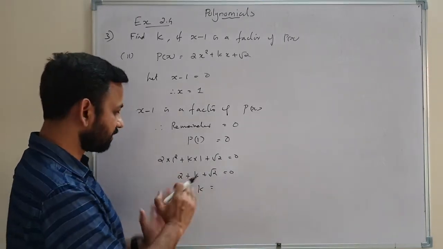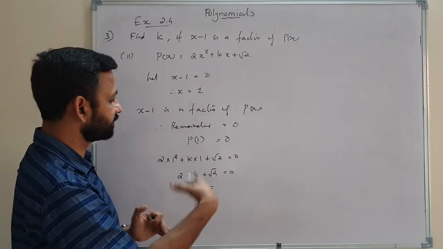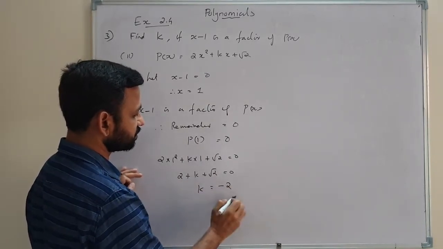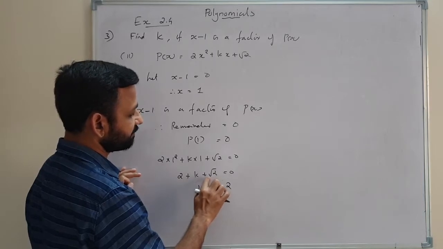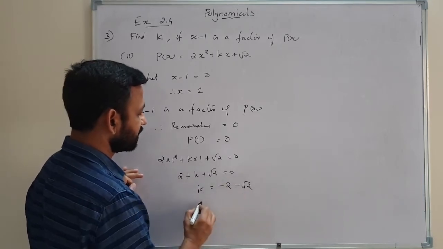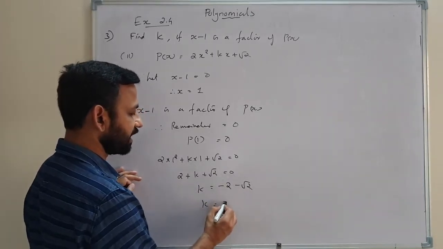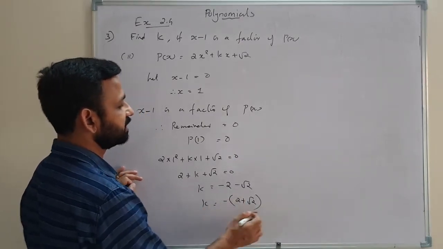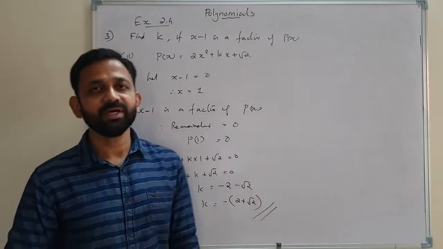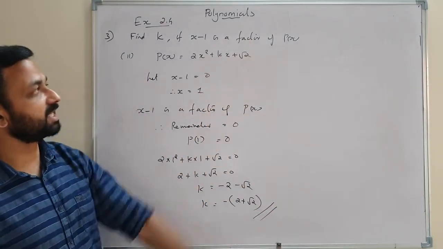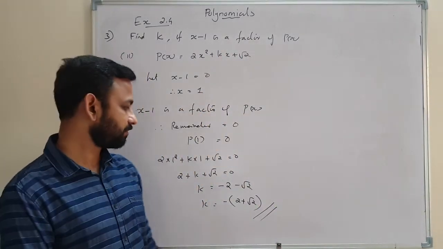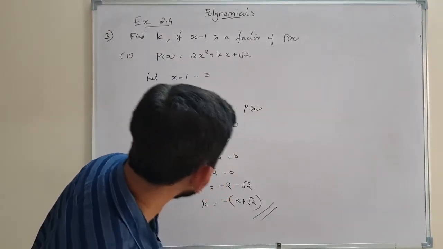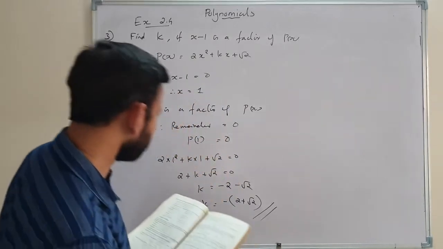We will keep k on the left side and move the rest of the numbers from left to right. So we take 2 from left to right, that becomes minus 2. Root 2 we take from left to right, minus root 2. So k is equal to minus, taking minus common, (2 plus root 2). So this is the value of k if x minus 1 is a factor of p(x). We got the value of k as minus (2 plus root 2).